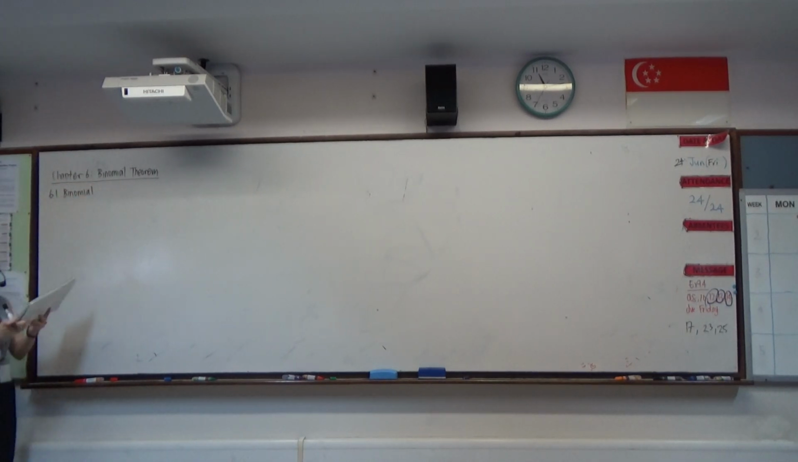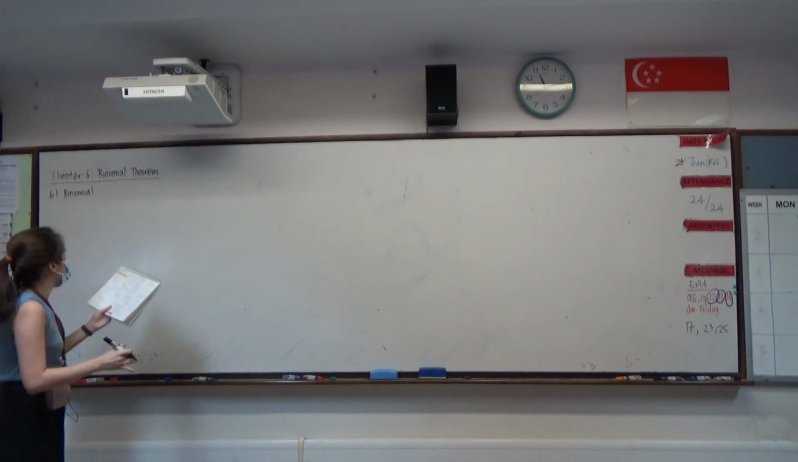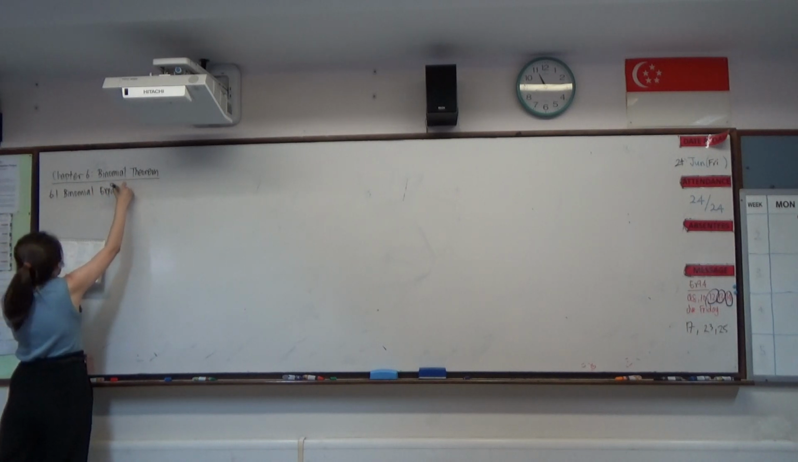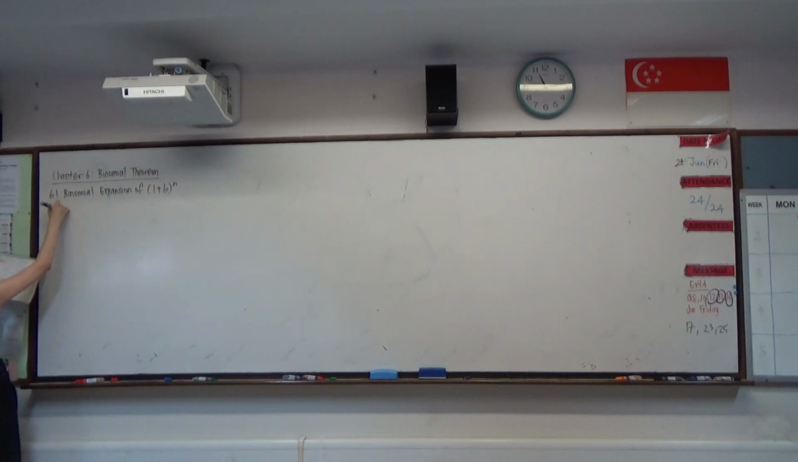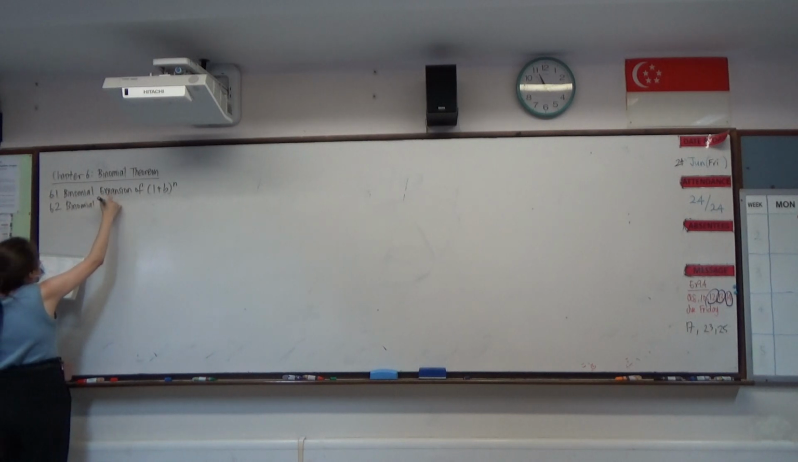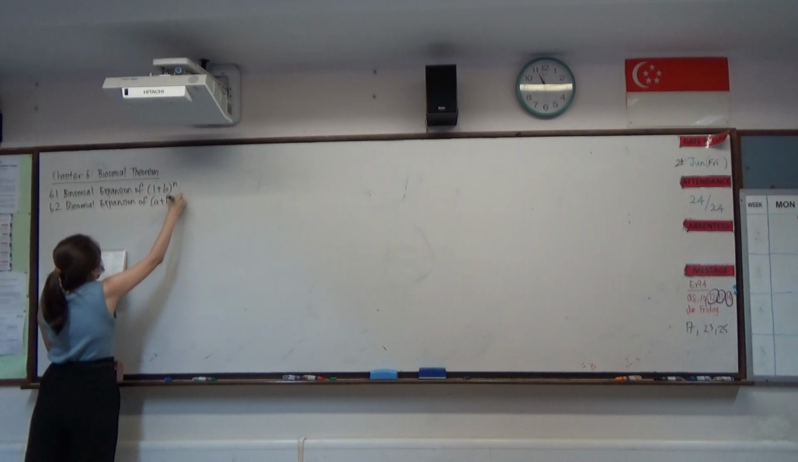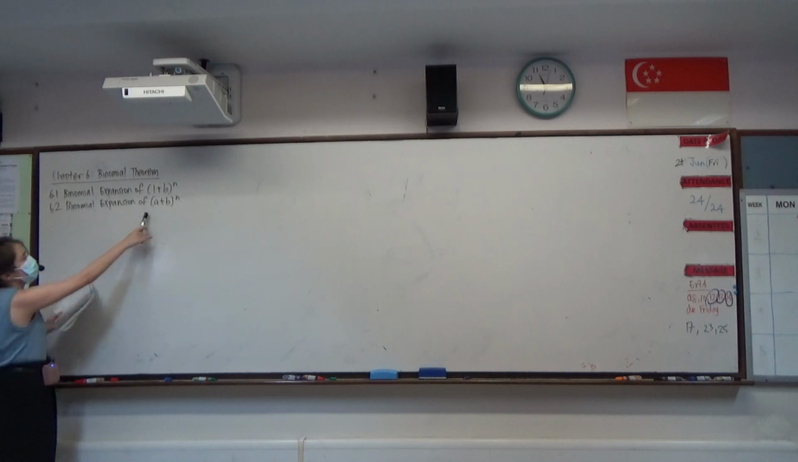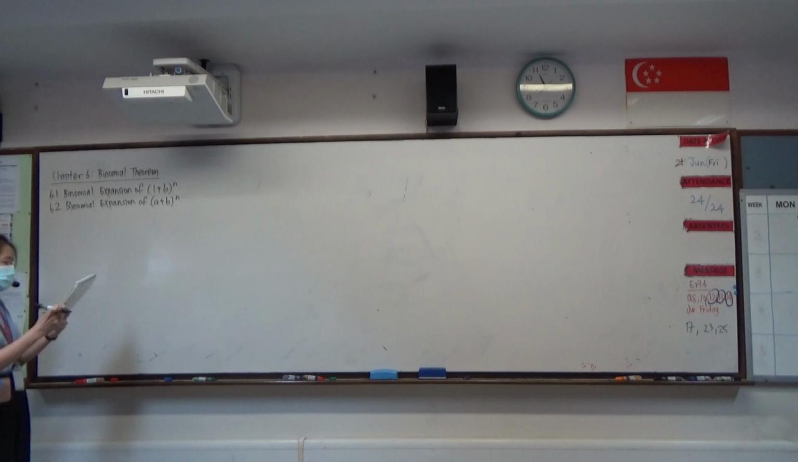Okay, for chapter 6, I'm going to move rather fluidly between 6.1 and 6.2. 6.1 is the binomial expansion of 1 plus b to the power of n, and 6.2 is on the binomial expansion of a plus b to the power of n. So 1 plus b to the power of n is actually a special case of a plus b to the power of n. I will move rather fluidly in the entire chapter.